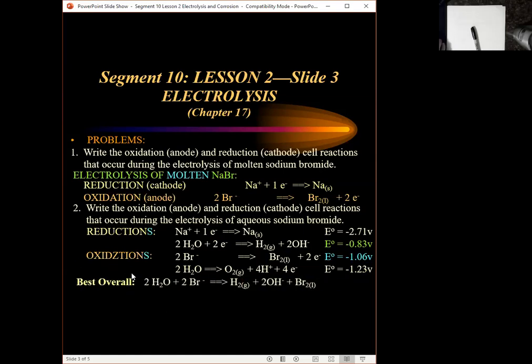So the best overall reaction is this one, and that's the reaction that will actually take place. Remember, we have to add these two together and cancel out their electrons. So the two waters and the two bromide ions are the reactants. The hydrogen, hydroxide, and bromine liquid are the products. And the voltage that would be needed to make that happen is minus 1.83 volts.